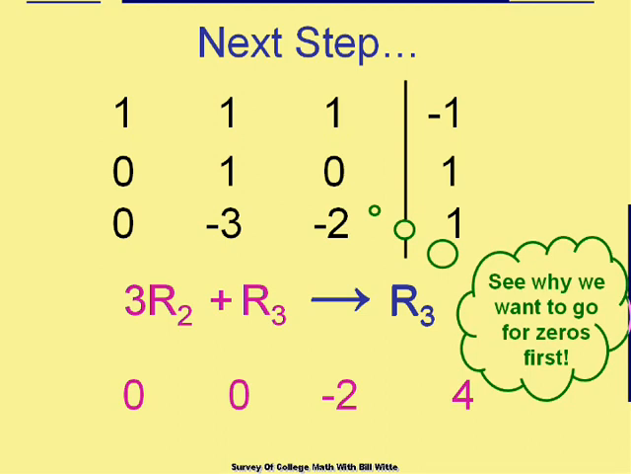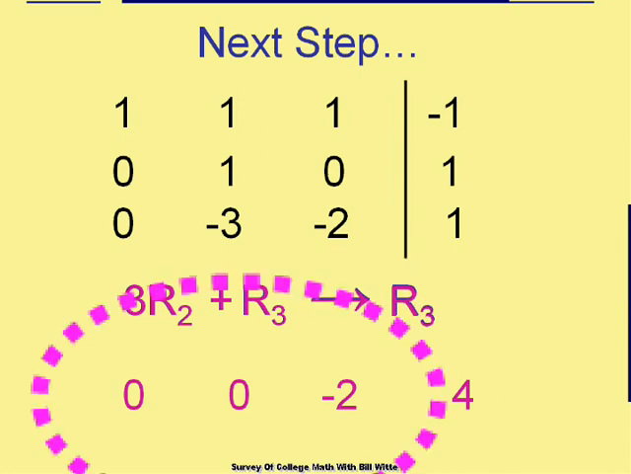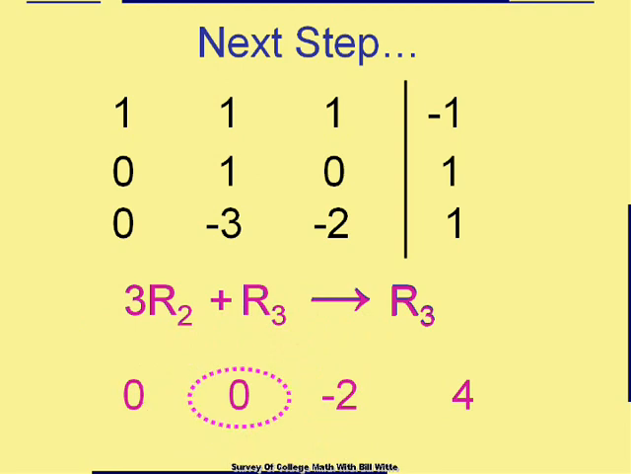Remember, the nice thing is, the zeros didn't mess anything else up, because when I multiply the 0 by 3, I still get 0, and if I add it to something, it doesn't change it. So it doesn't mess up something you've already done. So let's replace row 3 with that calculation. And I'll have that 0.